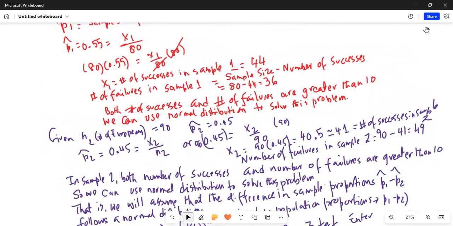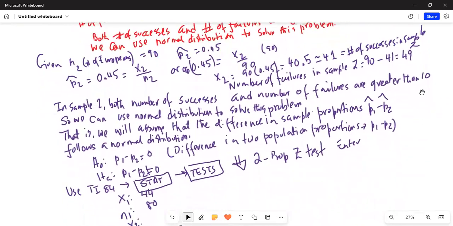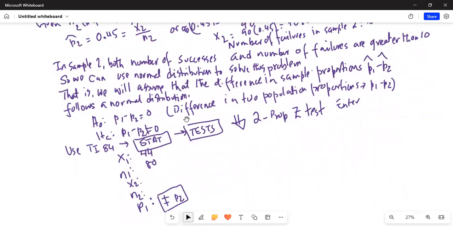So x2 is 41 and n2 is 90. So we type in here x2 is 41, n2 is 90. Okay, so let's fill it up. X1 is 44, n1 is 80, x2 is 41, and n2 is 90. And then we scroll down to calculate.